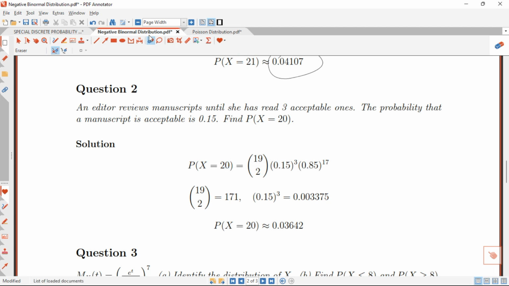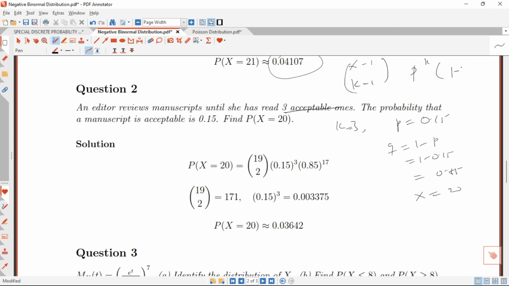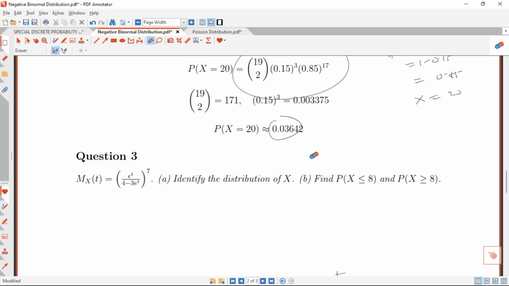So right now what we have to do is just get our k. Our k from the question was 3, and our p was given to us as 0.15. Then q is 1 minus p, which is 1 minus 0.15, and we get 0.85. Once we have this, and our x being given to us as 20, we just substitute into the PMF: (x minus 1 choose k minus 1), p raised to the power k, (1 minus p) raised to the power x minus k. And our final answer will be 0.03643. Okay, that is that.